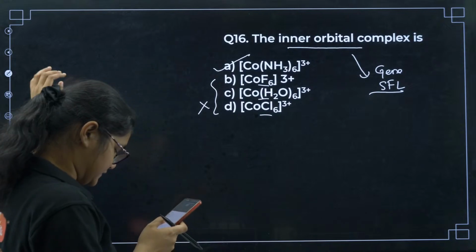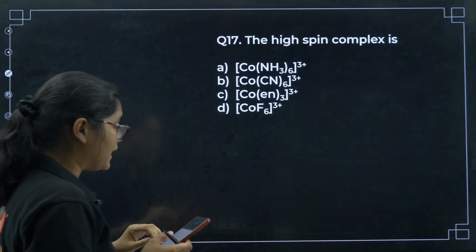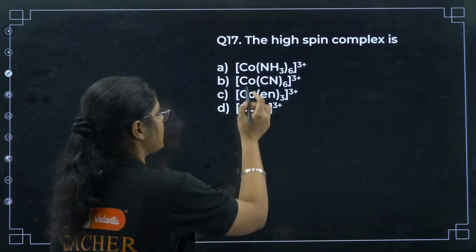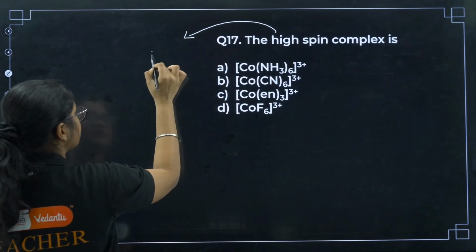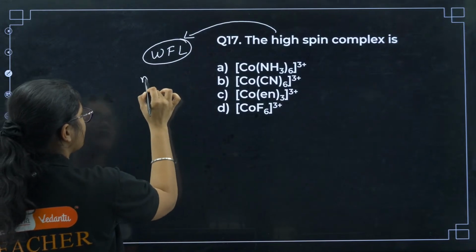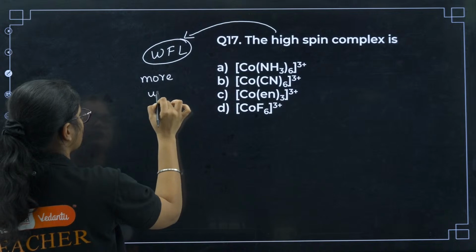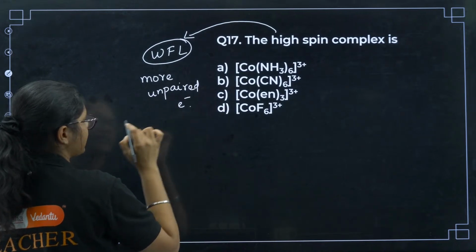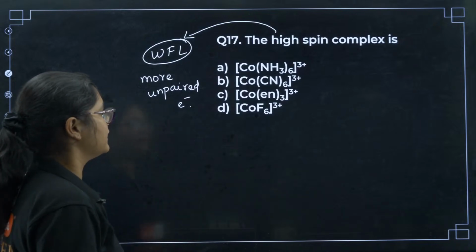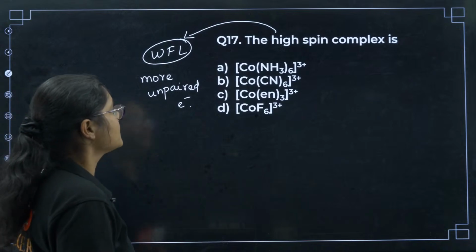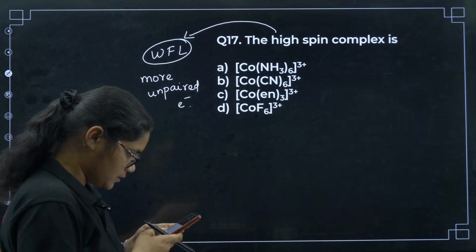Next we have question number 17, high spin complex. Remember again, if I want high spin, generally I should have a weak field ligand. High spin means you should have more unpaired electrons, and more unpaired electrons will be present if I have a weak field ligand. So can I guess from here which will be a high spin complex?